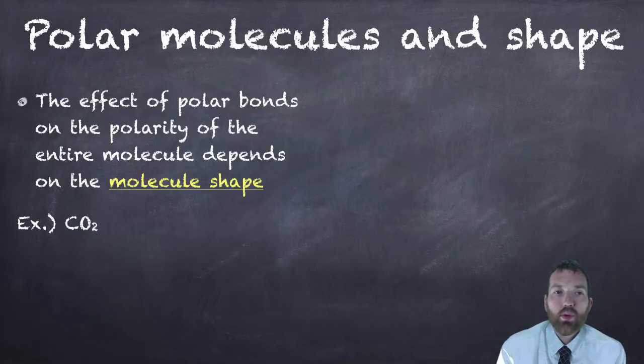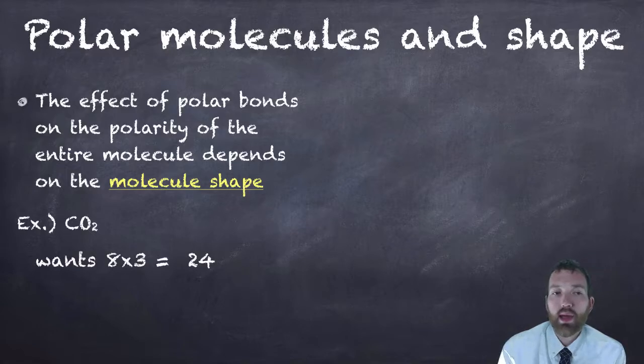The effect of polar bonds on the polarity of the entire molecule sometimes also depends on the molecule's shape. So just because you have polar bonds doesn't mean you necessarily have a polar molecule. Let me show you an example. Carbon dioxide. Now we've drawn this before, but let's do the math again. Each atom in the molecule wants 8 valence electrons to be happy, and I have 3 atoms in this molecule, so 8 times 3 is 24.